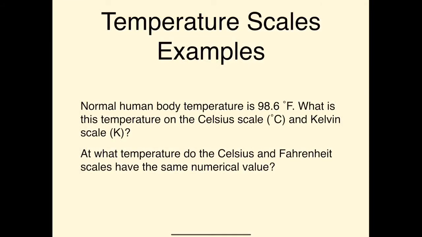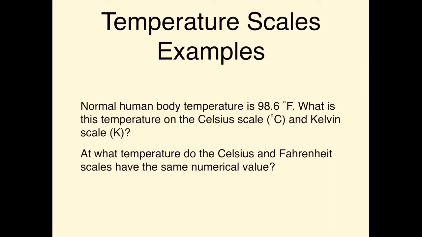Okay, so let's do a couple examples involving temperature scales. So the first one is this. Normal human body temperature is 98.6 degrees Fahrenheit. What is this temperature on the Celsius scale and on the Kelvin scale? Okay, the other question is, at what temperature do the Celsius and Fahrenheit scales have the same numerical value?